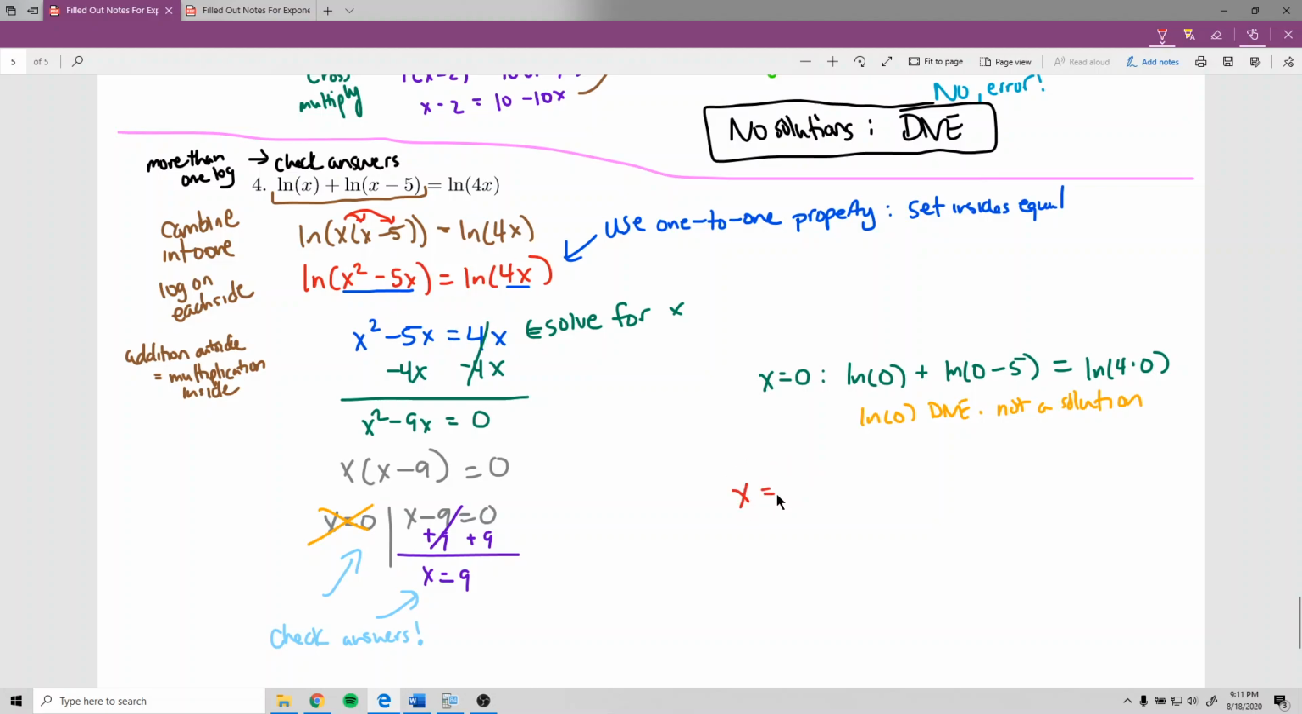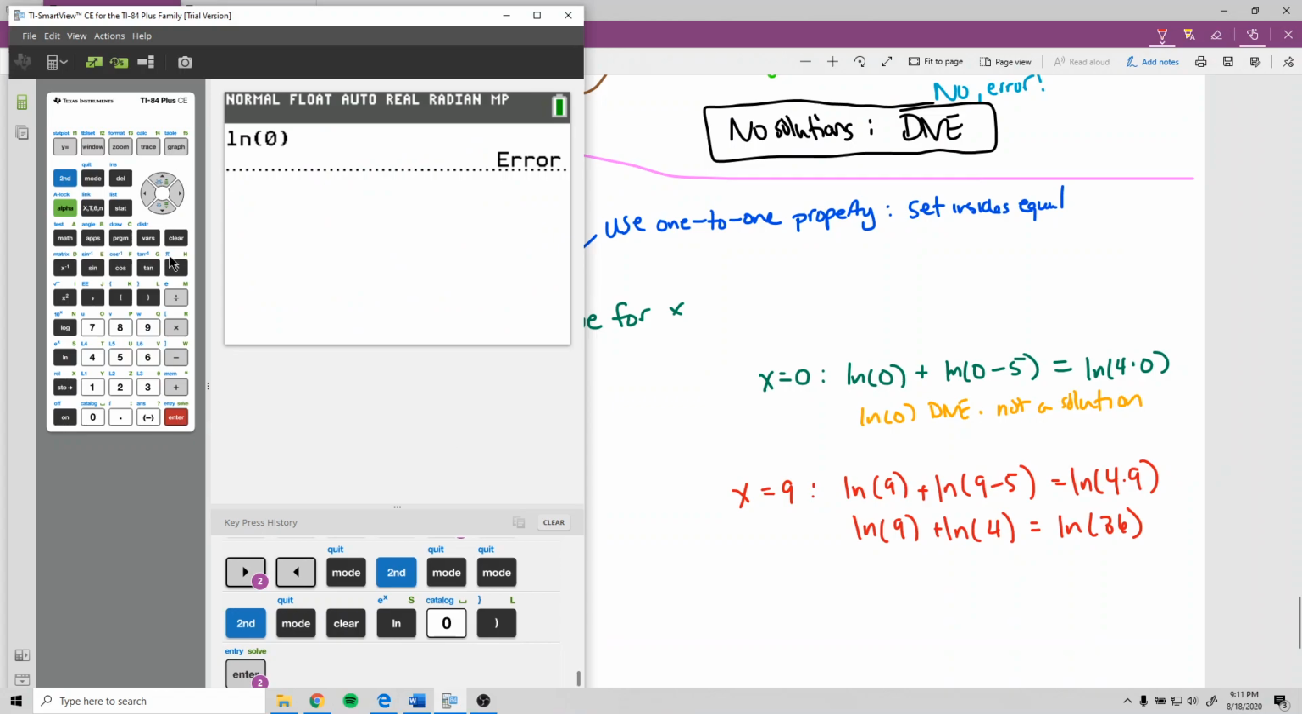All right, so finally the last one, x equals 9. Plugging it into the original, we get ln of 9 plus ln of 9 minus 5 equals ln of 4 times 9. Now, one thing I'm going to do real quick is just simplify this. The 9 minus 5 is 4. And 4 times 9 is 36. You actually don't need the calculator for this one because we know to combine these. They're both positive, and 9 times 4 is 36. Addition becomes multiplication. But if you just want to check your answer, go ahead and do that.